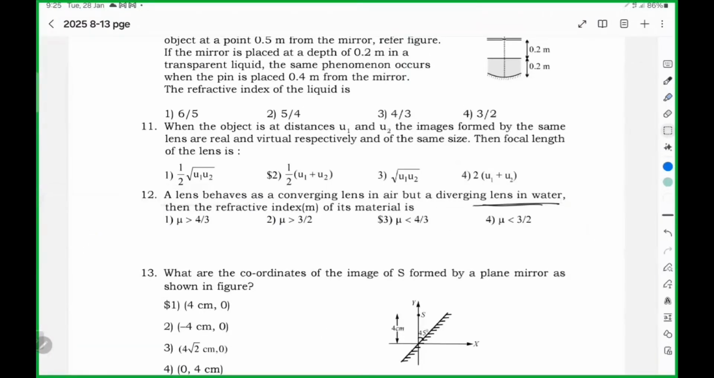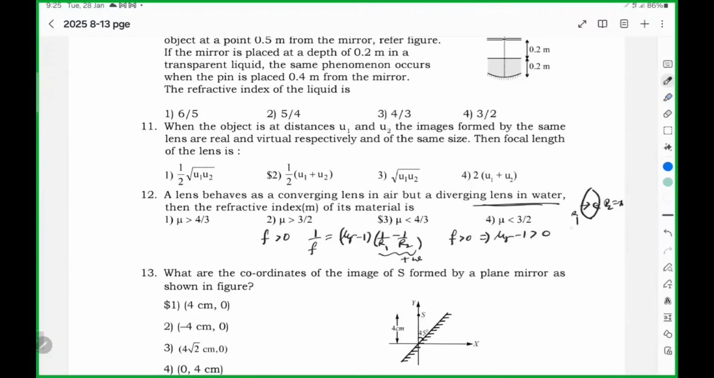When it is a converging lens, the focal length F will be greater than 0. So the focal length of a lens: 1/f = (mu_r - 1)(1/R1 - 1/R2). Once it is a converging lens, R1 is positive and R2 will be negative, so this will be positive. So f greater than 0 means mu_r - 1 is greater than 0.